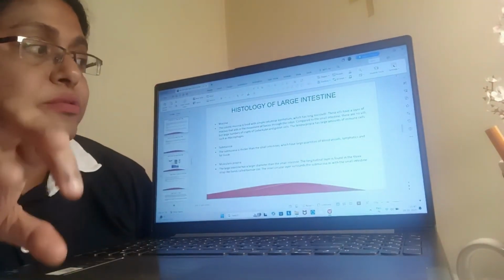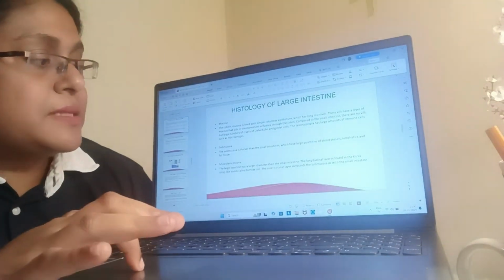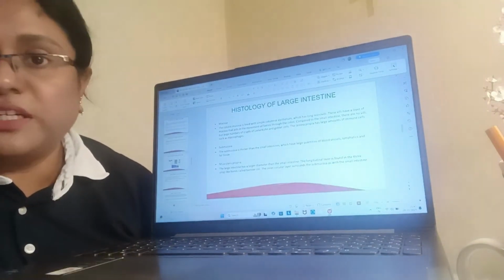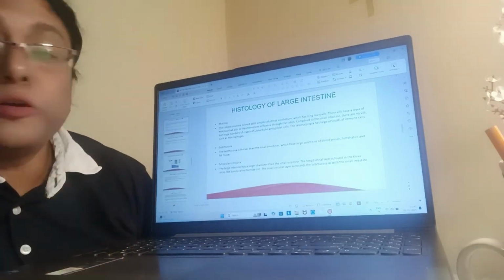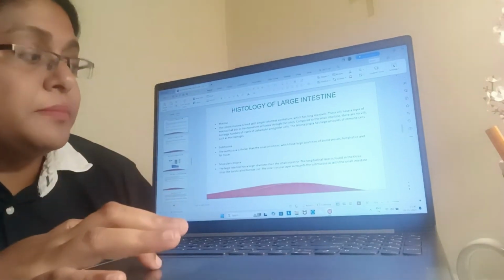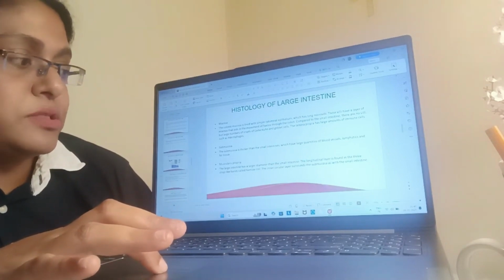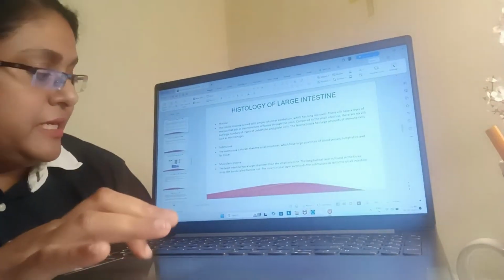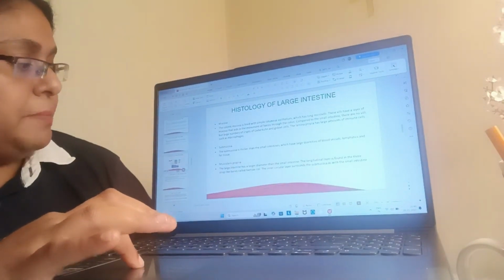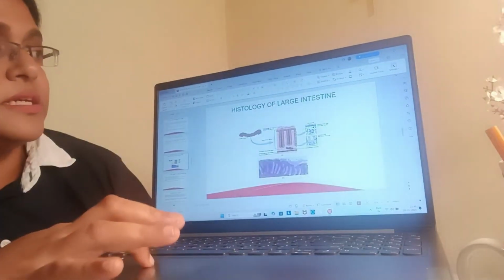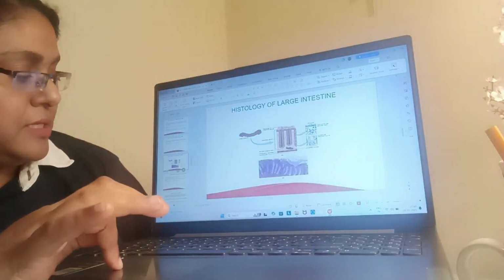That is mainly happening through the colon, and the submucosa layer is thicker than in the small intestine here, and it contains large quantities of blood vessels. And the muscularis propria is also known for strap-like bands called taeniae coli. So we can see the diagram. This is the histology of the large intestine as well.